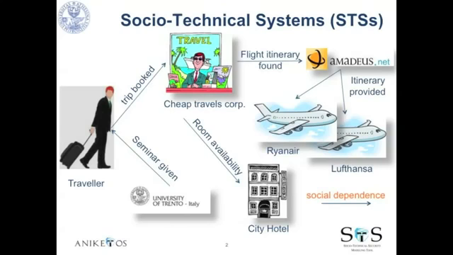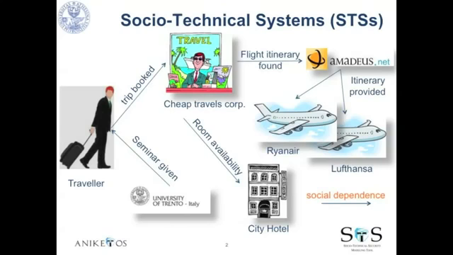So to give you an idea of what kind of systems we're working on, I've taken this example about a traveler, say a visiting researcher coming to the University of Trento to give a talk. What would be all the steps he would take till coming here and giving the seminar? Suppose, first of all, he would have to book the trip to come to Trento, and for that, perhaps he would have to rely on a travel agency, say Cheap Travels.